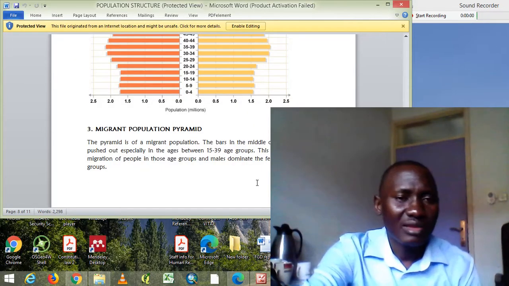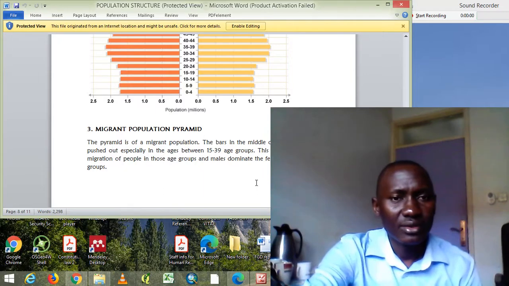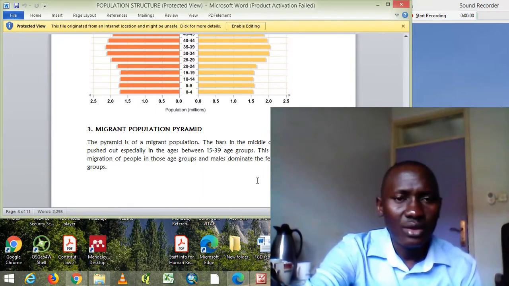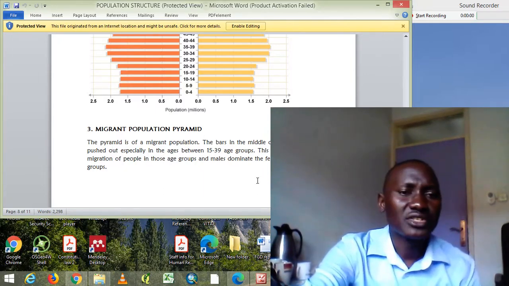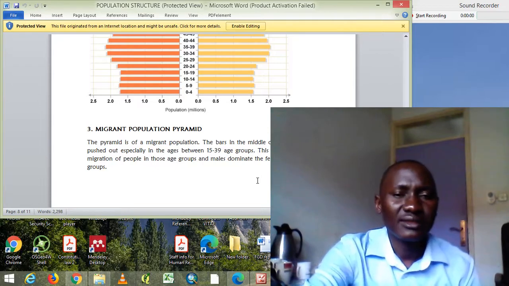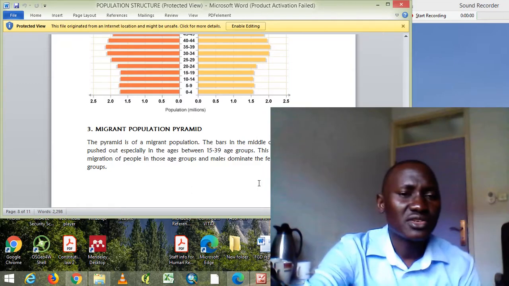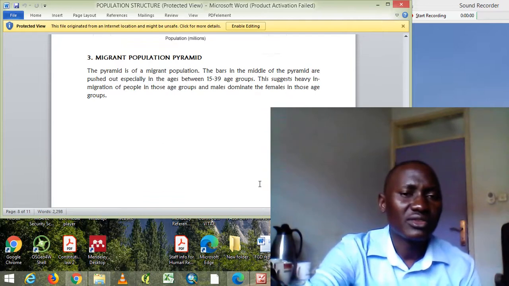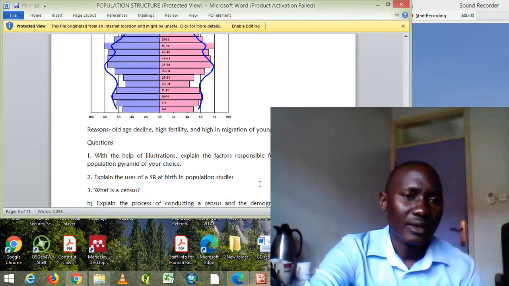And then we have the migrant population pyramid, where the bars in the middle are pushed out, especially in the ages between 15 to 39, and this suggests heavy migration of people in those age groups. Mostly males dominate the females in those age groups, because males tend to migrate more than females.